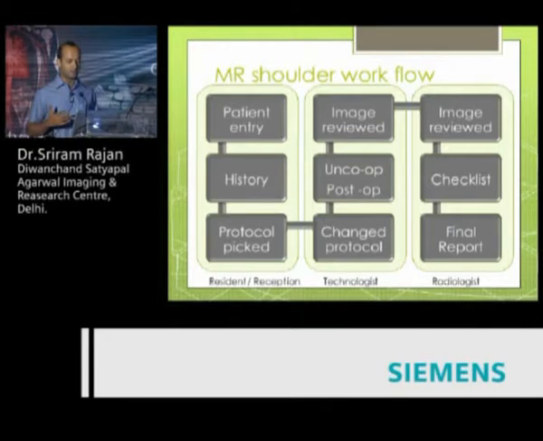The initial point is with the patient interaction. When the patient enters, you take the history. You pick a protocol. We're going to talk about that. What is this particular protocol which you're going to use for that patient based on the history? It then goes to the tech who uses a certain protocol which is already fed into the machine, decides whether the images are good or not, depending on whether the patient is uncooperative or if it's a post-op patient, then forwards it on to the radiologist who looks at it, decides whether it's fine or not, whether any alternative needs to be done, then goes in for the reporting checklist and finally comes up with the report.